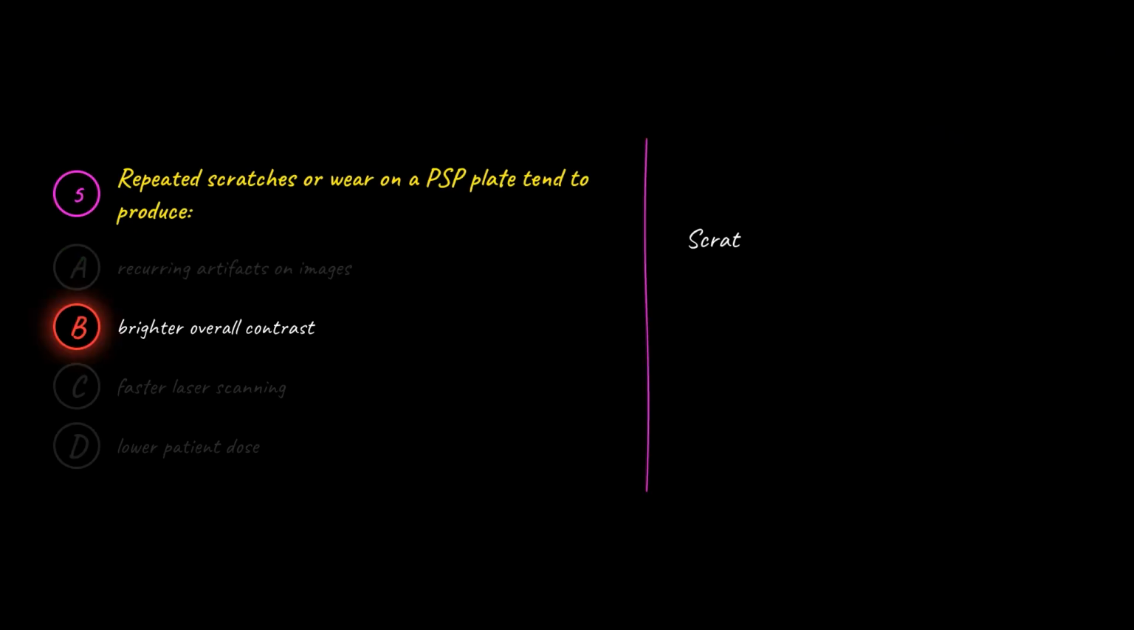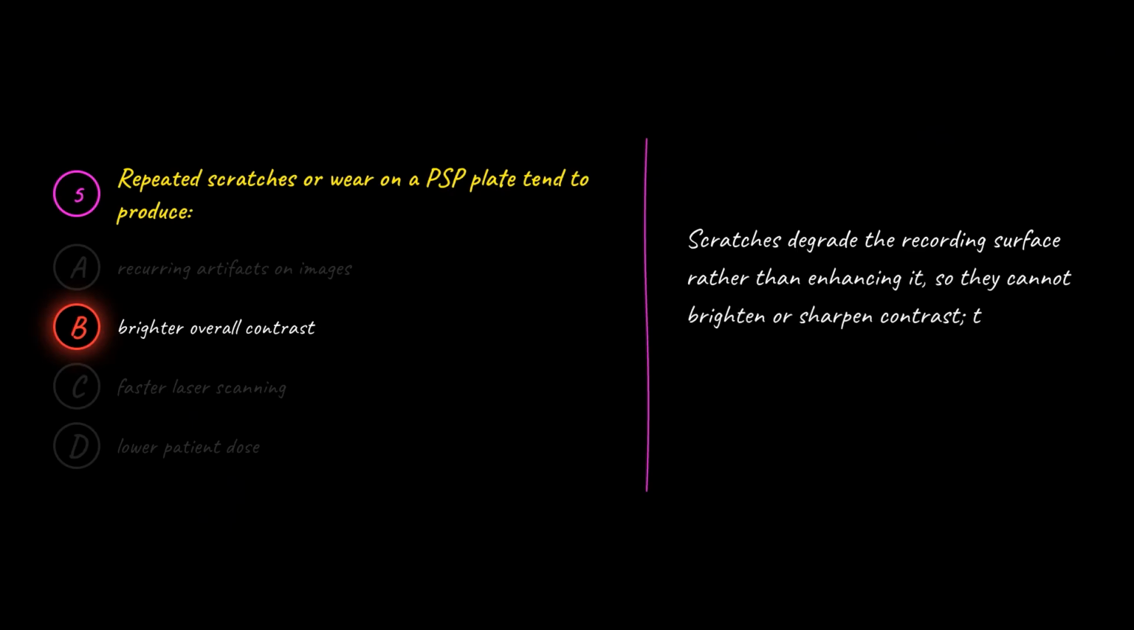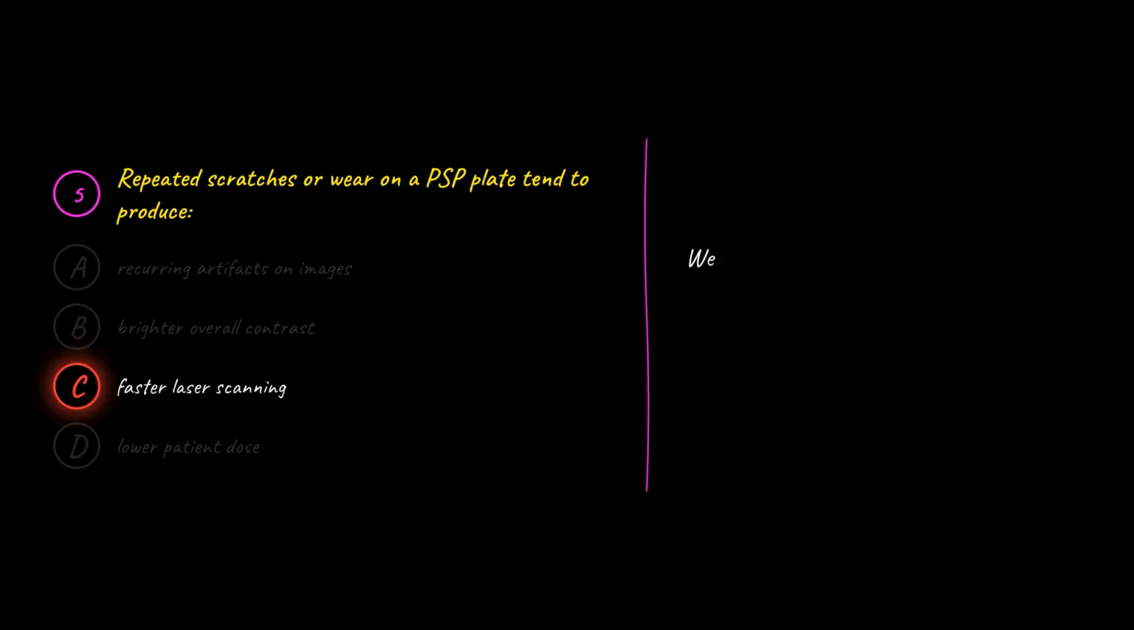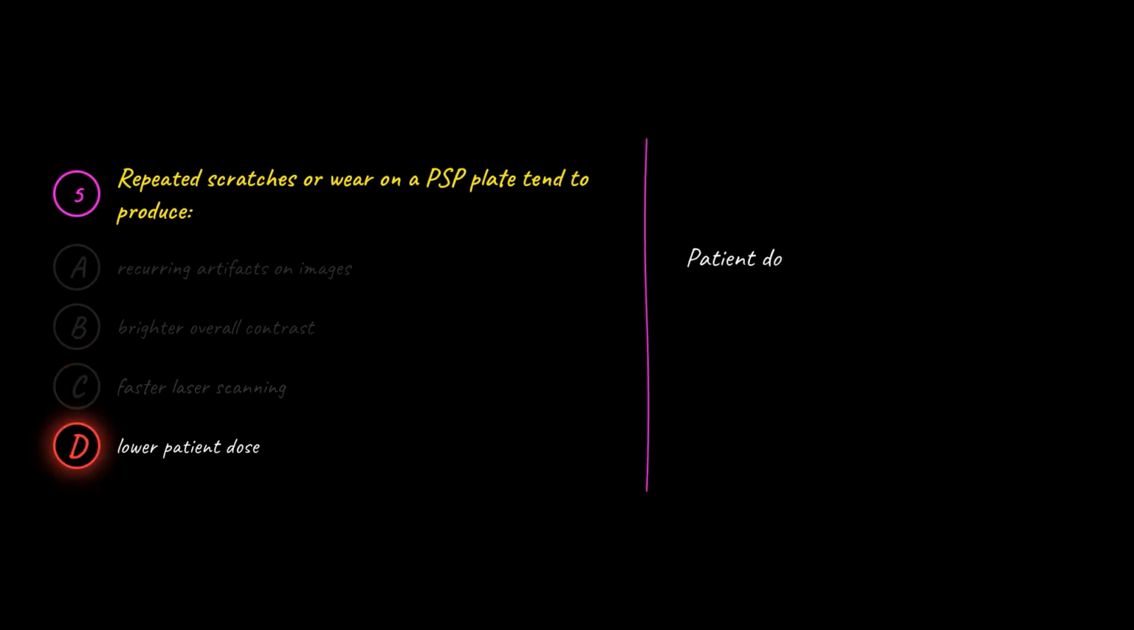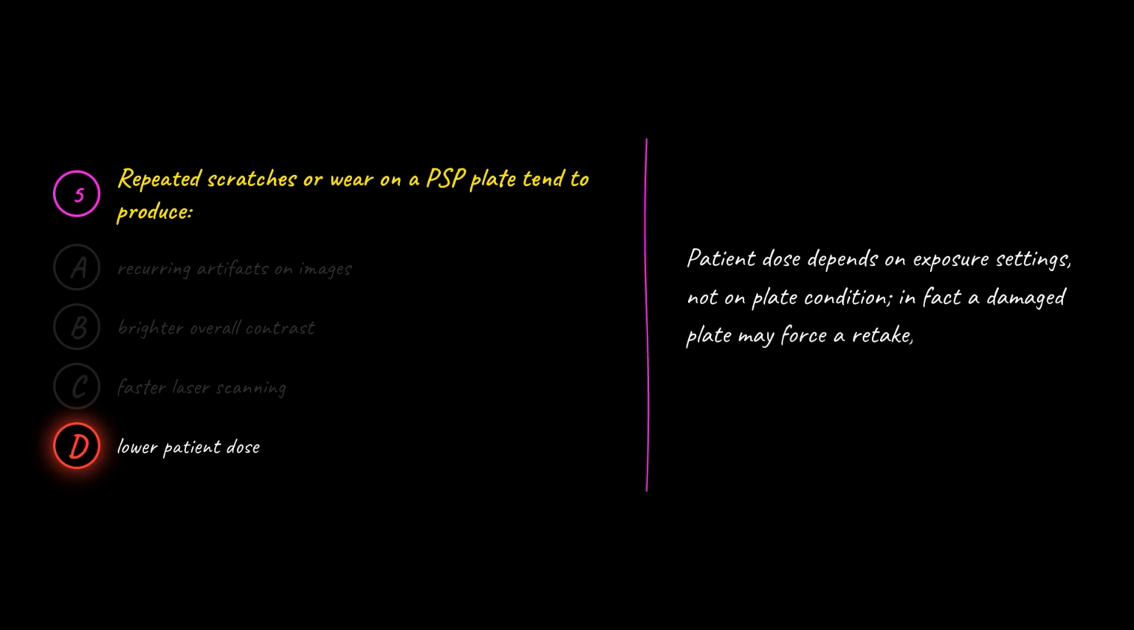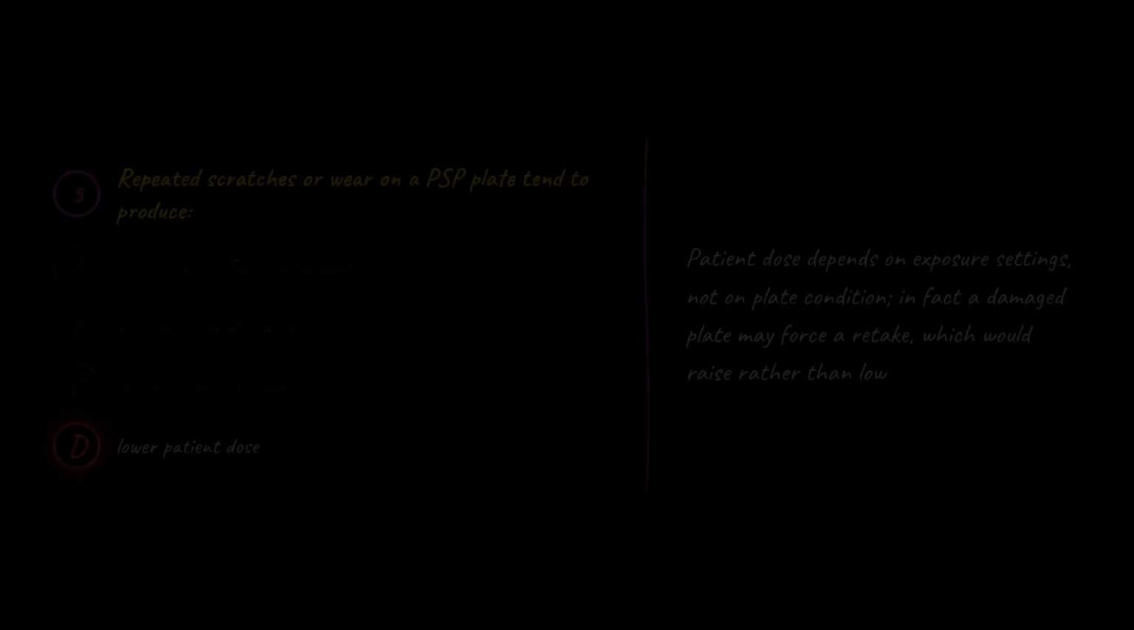B is wrong because scratches degrade the recording surface rather than enhancing it, so they cannot brighten or sharpen contrast. They add unwanted marks instead of improving the image. C is wrong because wear has no effect on how fast the laser reads the plate. Scanning speed is a property of the scanner, not of damage on the phosphor surface. D is wrong because patient dose depends on exposure settings, not on plate condition. In fact, a damaged plate may force a retake, which would raise rather than lower the dose.